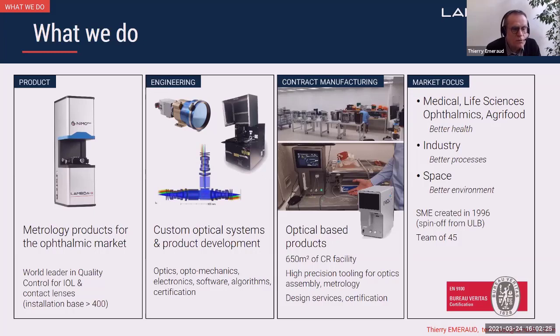Next to that, we have a contract manufacturing activity. In this case, a customer can come to Lambda X, and with its own design, we will take the design from where it stands, and we will offer a manufacturing infrastructure and know-how, including all the necessary toolings to do alignment, assembly, testing, in order to manufacture that product with the required certification level, GMP compliance, or whatever.